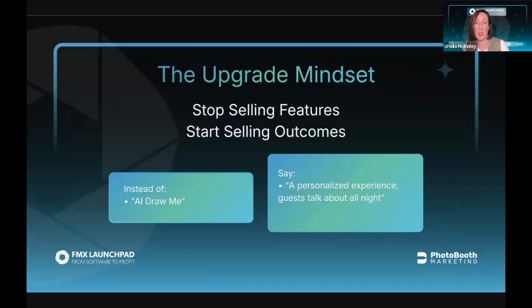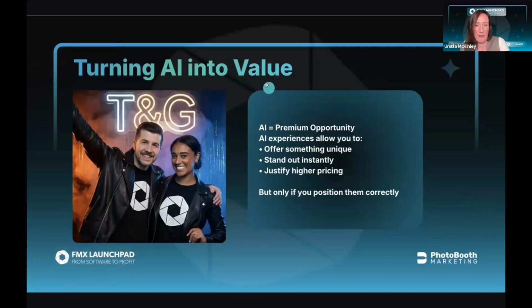The next thing is actually looking at the upgrade mindset, as I call it. So stop selling those features we've talked about and start selling the outcomes. Instead of selling the AI draw me bots to people, you sell a personalized experience that guests will talk about all night long. Instead of selling your mirror booth, you sell the interactive AI photo experience that every bride and groom wants this year. You talk to them about the actual experience rather than selling them your hardware and your software. And then you have to turn it into value.